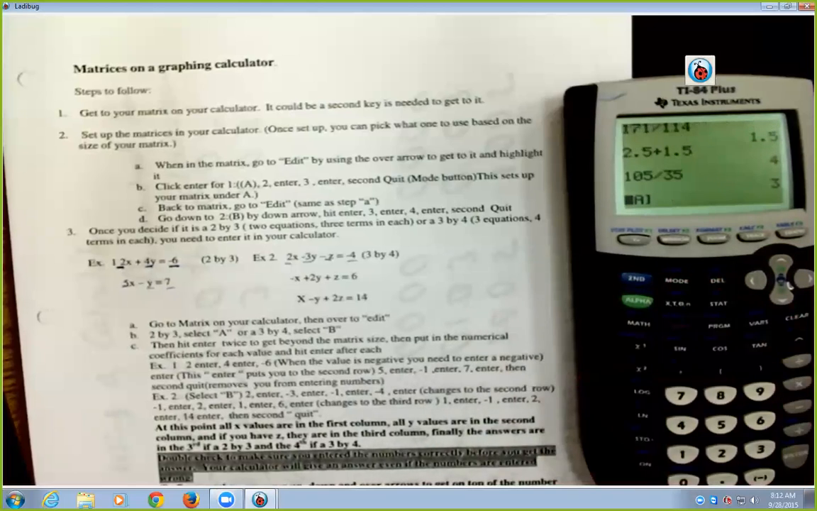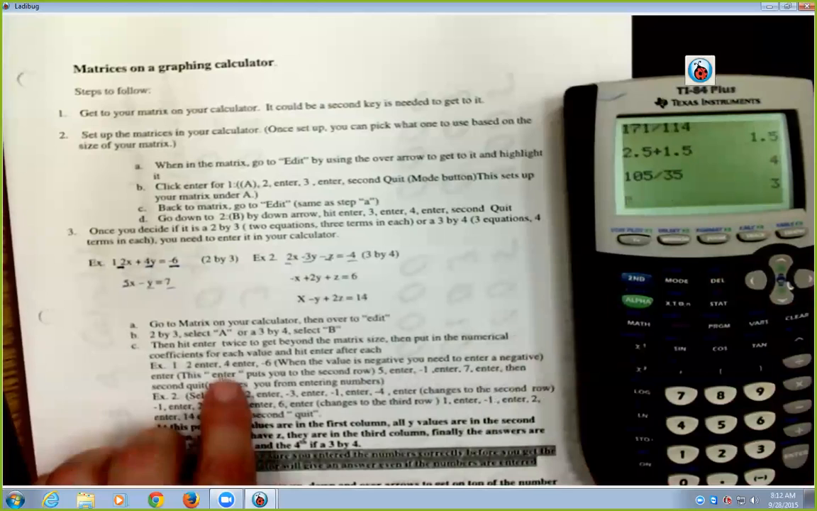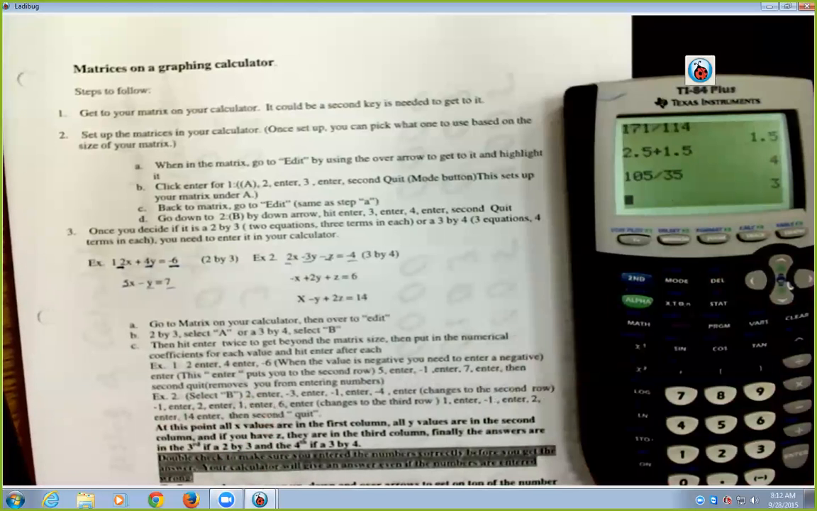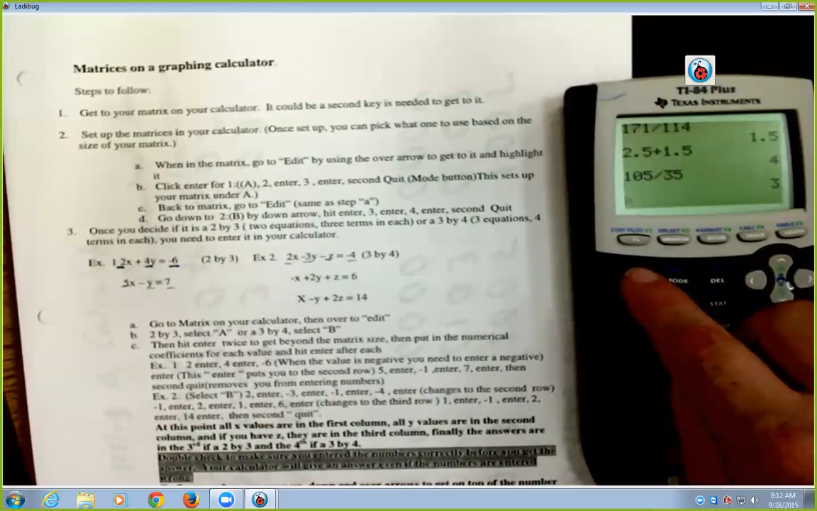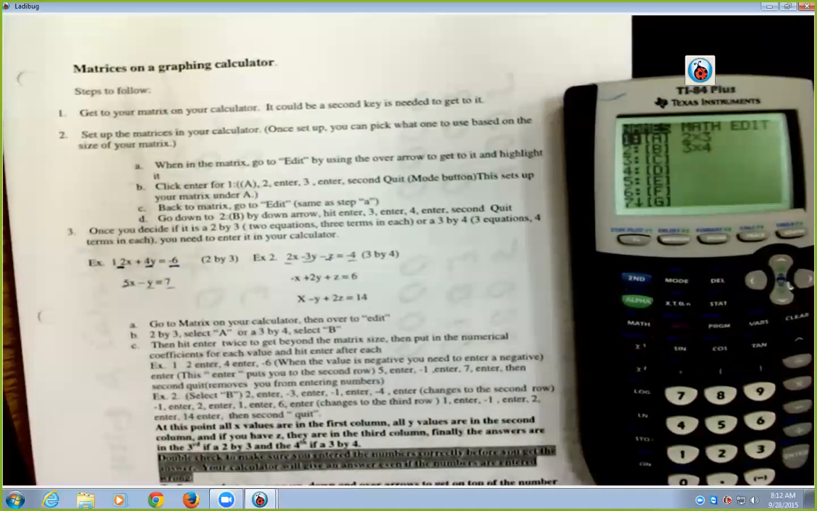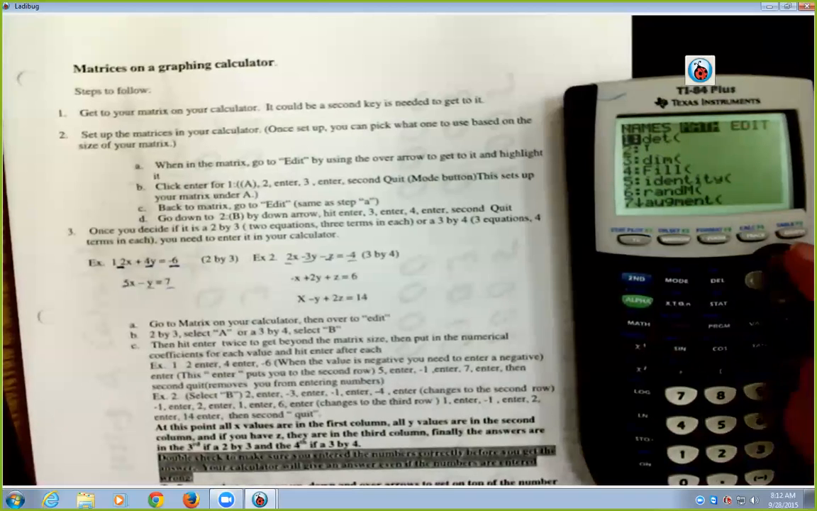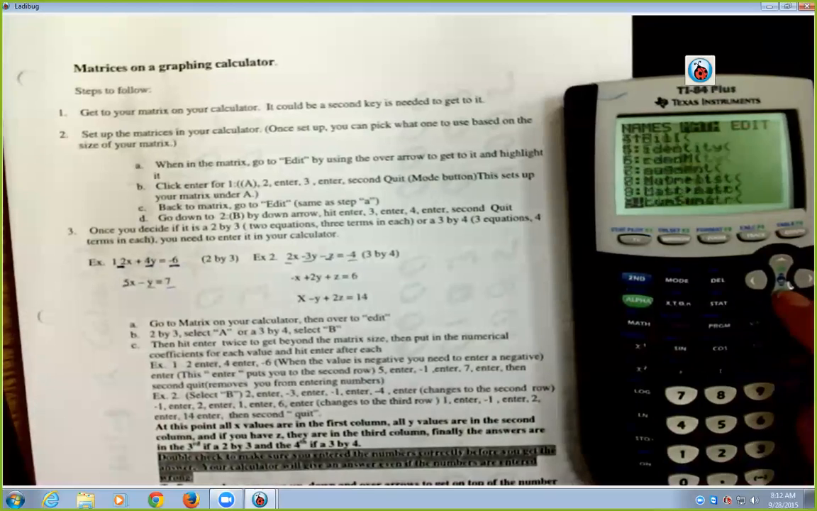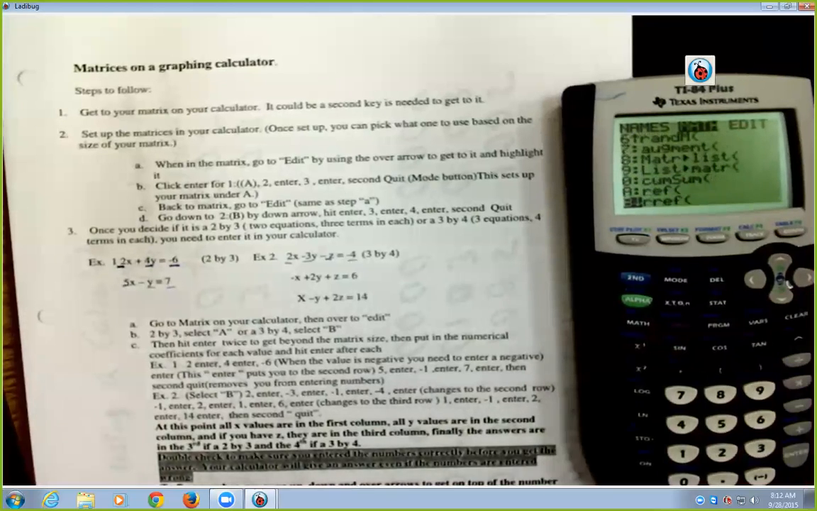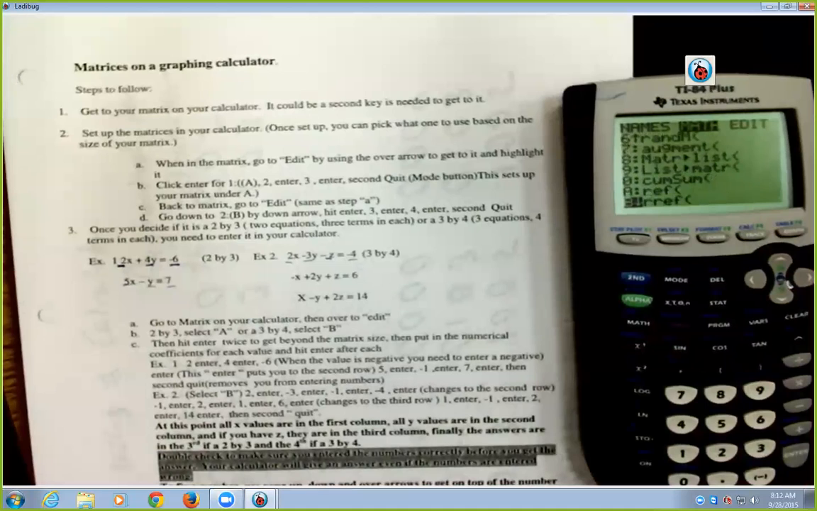Okay. So now we're going to go second, quit. So second quit button. I'll clear that A out of there so I don't get it confused with something else. That's entering it. So then what we're going to do is we're going to go second back to matrix. We're going to go to math in the middle, so over arrow to math. And then we're going to go all the way down here to letter B, which is RREF with a parenthesis.